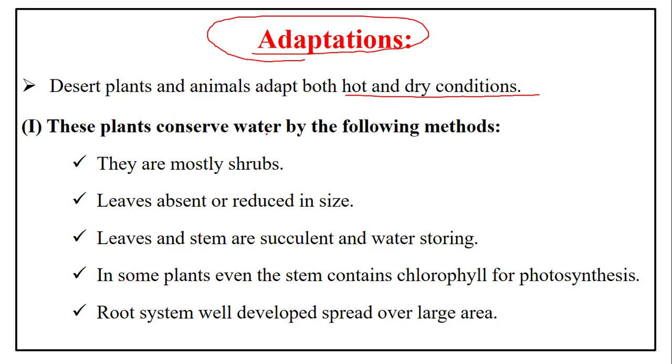So those plants conserve water by the following method. Plants and animals also conserve water from evaporation through the following process, because the area lacks rainfall and they need water for many purposes, right? Water is very vital and crucial for transportation and as a solvent in the living system. It is also important for absorption, for digestion, and so forth, right?